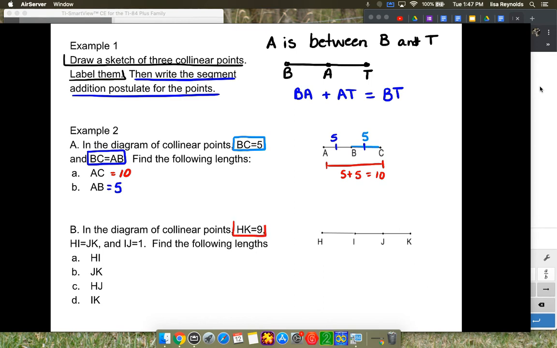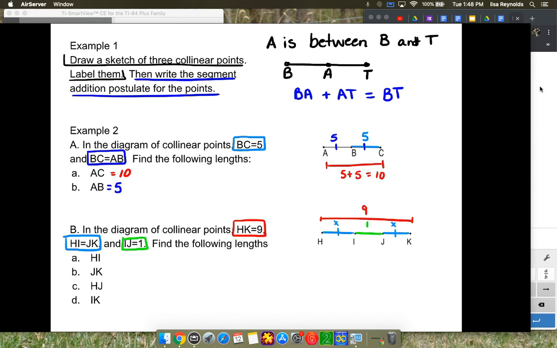We're told that HK is 9. So this whole thing is 9. We are also told that HI is equal to JK. So the length of HI and the length of JK are the same. So we're going to put that same little slash mark, and I'm going to call both of them X. And we are also told that IJ is 1. So this section from I to J is 1.